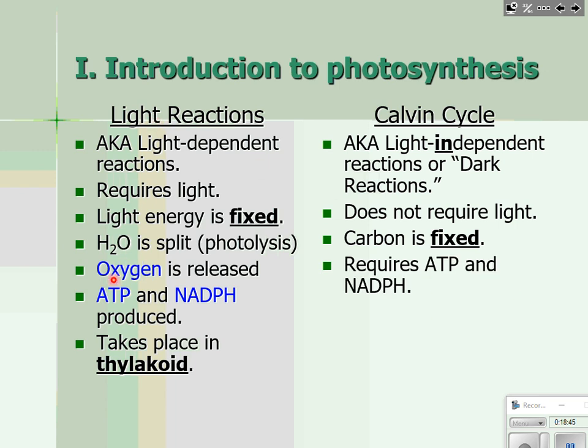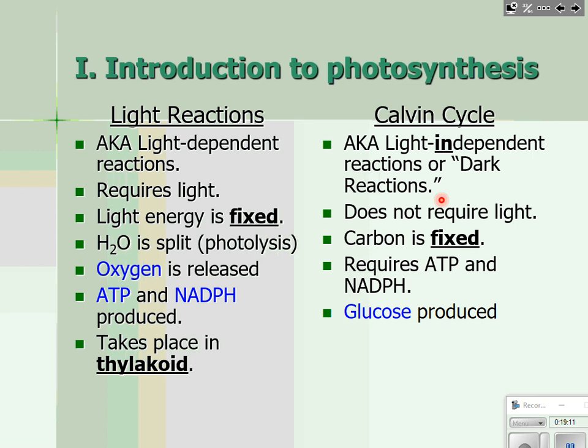Remember, the light reactions produced ATP and NADPH. The Calvin cycle uses ATP and NADPH. The Calvin cycle must have those two chemicals in order to work. So this works really well. The light reactions produce those two chemicals. The Calvin cycle uses them.